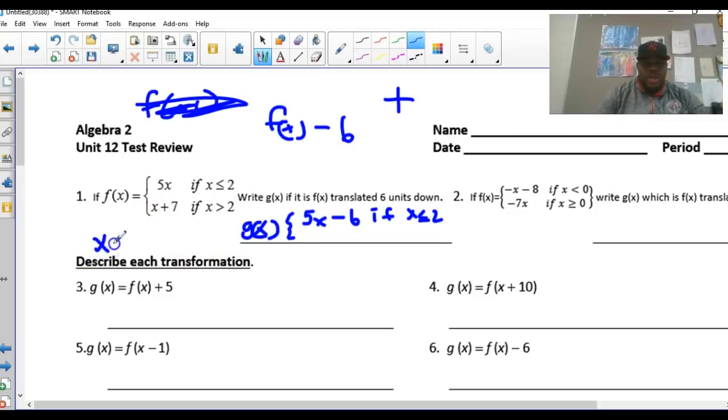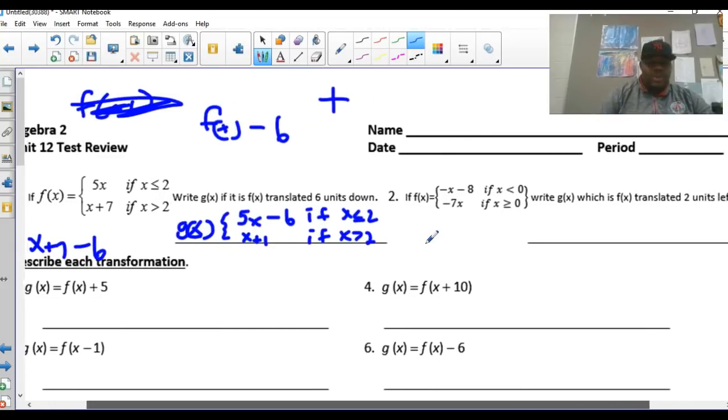So I'm going to do it out here. x plus 7 minus 6. 7 minus 6 is 1. So we have x plus 1. And again, the condition did not change because it was not affected. And that's my new feature right there.